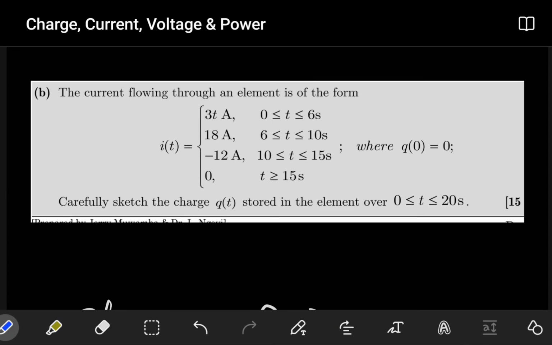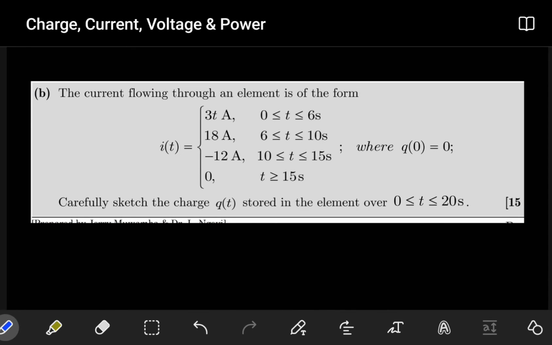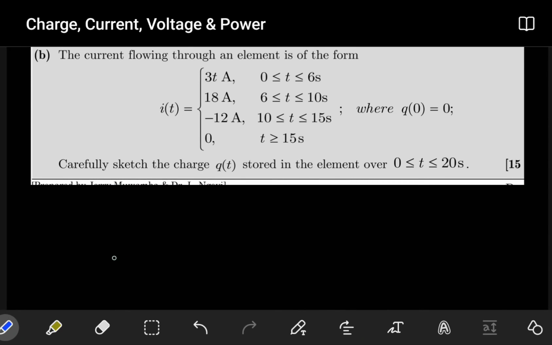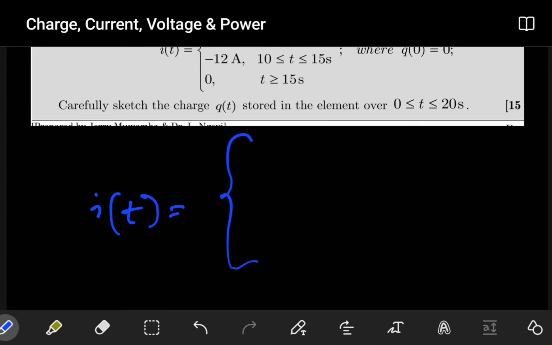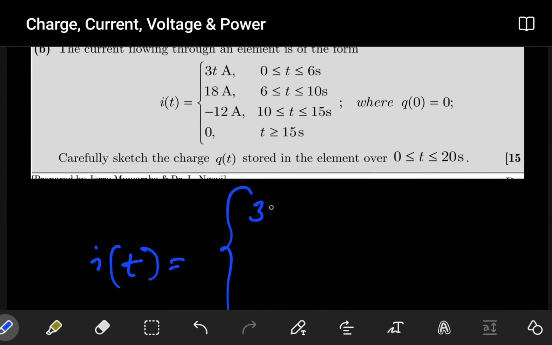Now, in the next part, we're being asked to make a sketch. Carefully sketch the charge Q(t) stored in the element. Now, if you see what is happening here, let's copy this. In this case, current is what we're being given first and foremost, as a function of time. But see this, we have expressions. We have 3t, this is in amps.